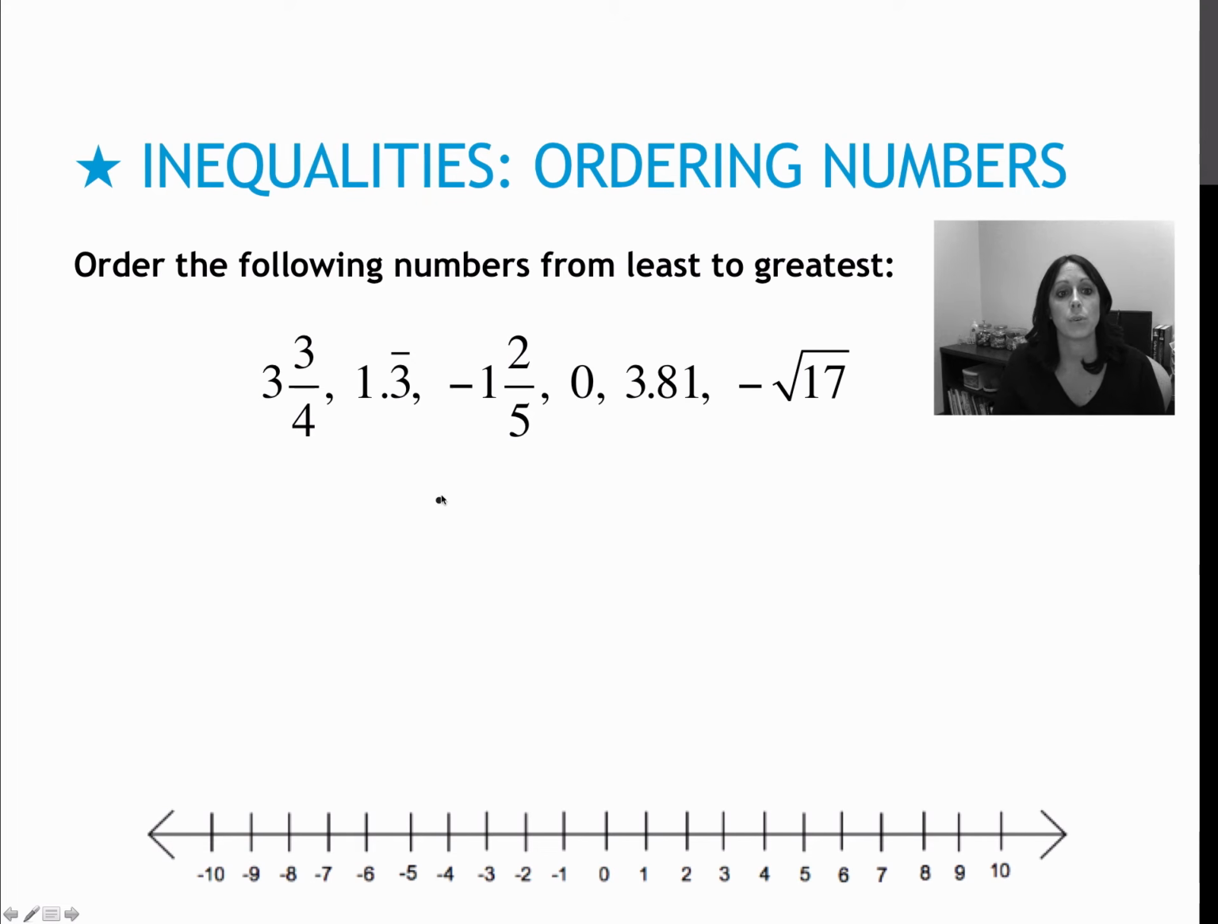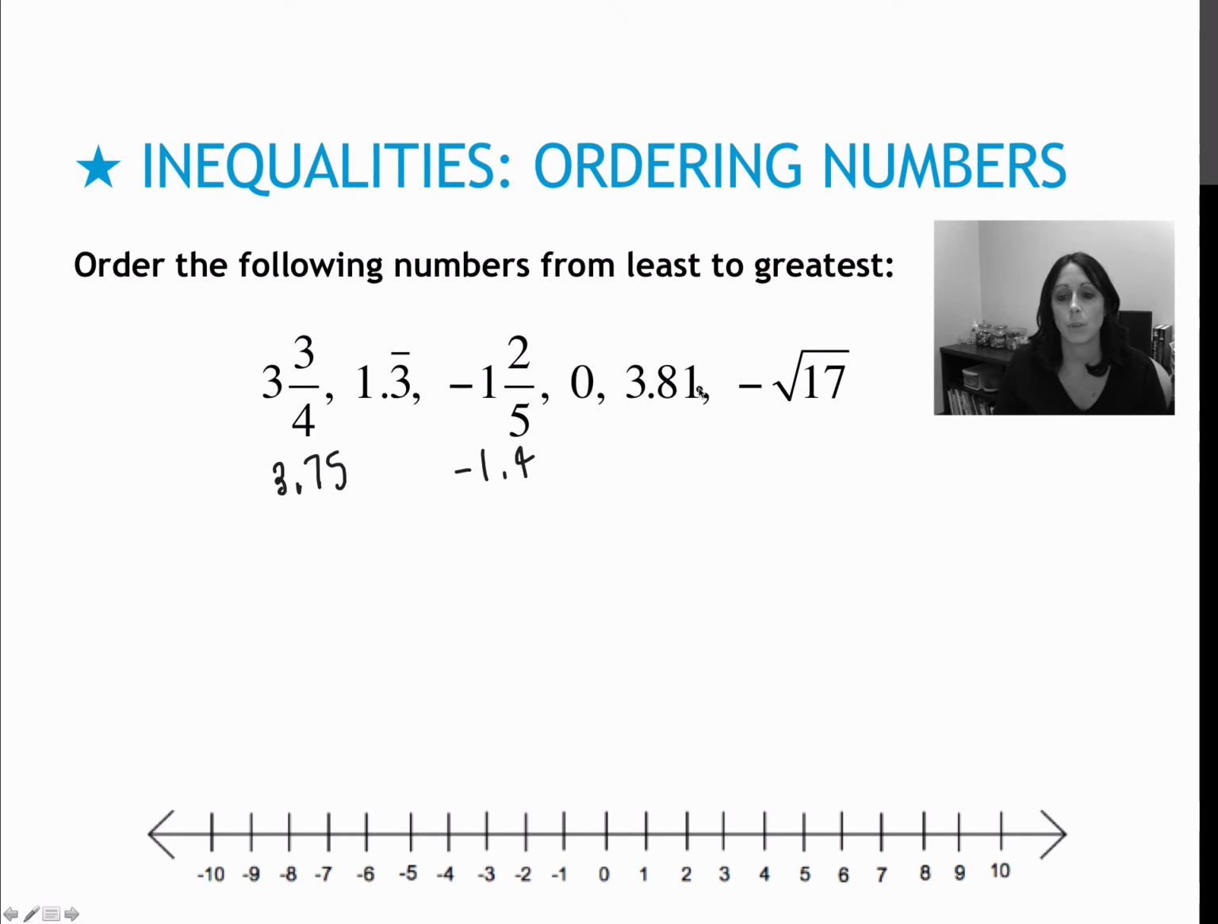This time when I go through, I am not going to worry about using the number line. I'm just going to put them all into decimal equivalents to help me figure out what's going on. So here, 3 3/4 is like 3.75. This one's sort of close to that. So I'll go ahead and write 3.75. This one I don't need to rewrite, it's already a decimal. This one is negative 1.4. I took 2 divided by 5.